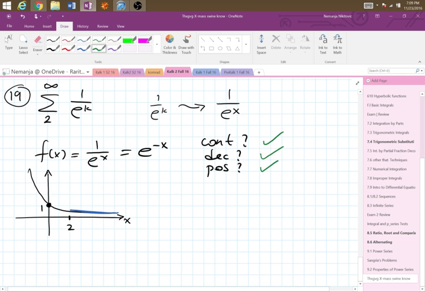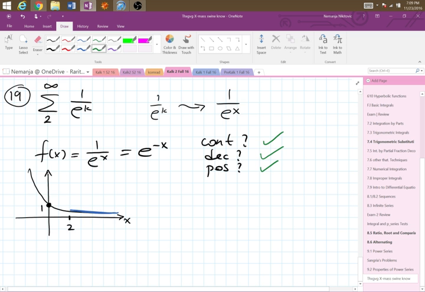This part, positive, sometimes gets confusing. Positive means all of the terms are positive, all of the y's are positive. That means just above the x-axis at all times. So visually, I see that it's always decreasing, I see that it's always above the x-axis, and obviously continuous. We also know the theorem that says exponential functions are continuous on their entire domain. We can also use that if we need to.